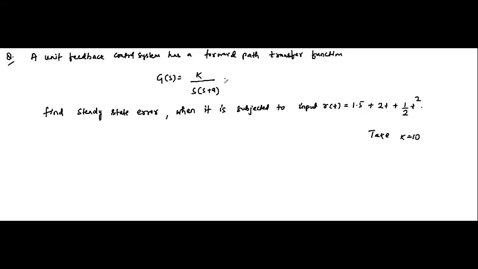Okay, so this is a different way in which the question has been presented. So here if we substitute K with 10, this becomes G(s) is equal to 10 by s into (s plus 9). And an important thing to look out for: it is a unit feedback system, and it has a forward path transfer function which is given as this, which means it is the OLTF, open loop transfer function. Okay, this much is clear.